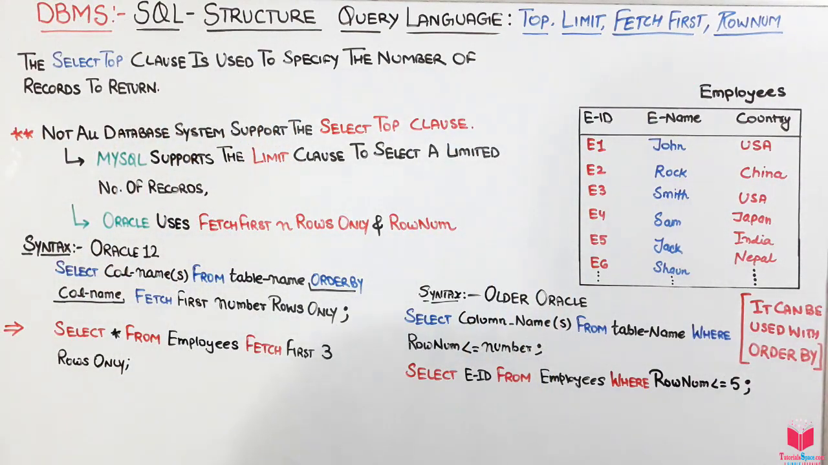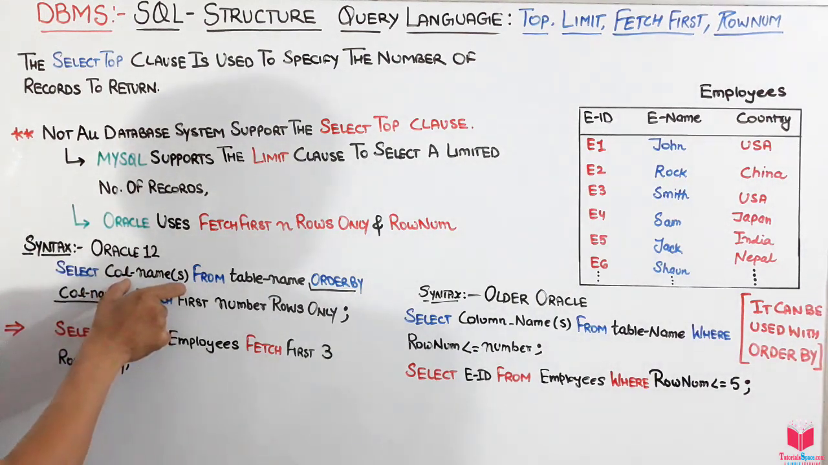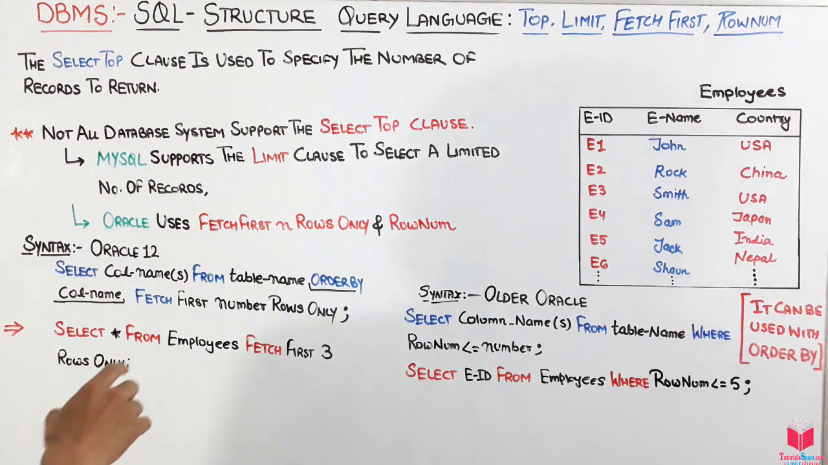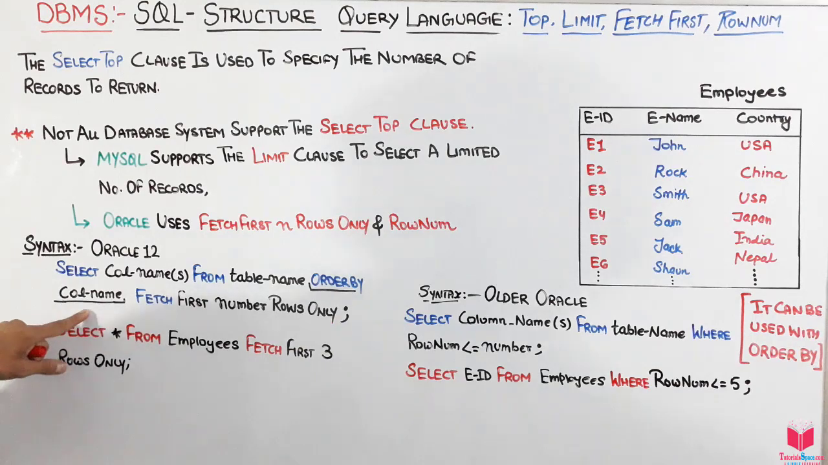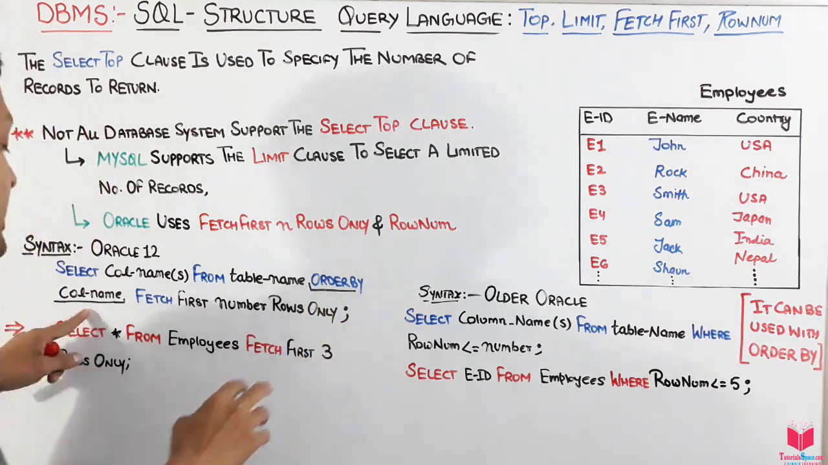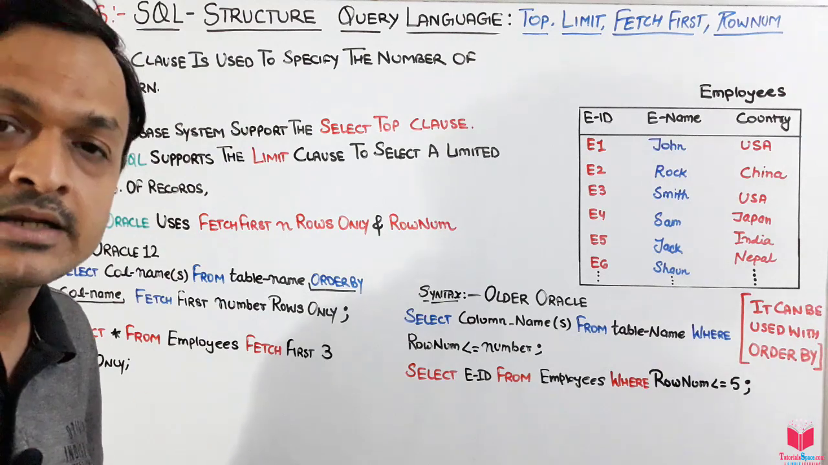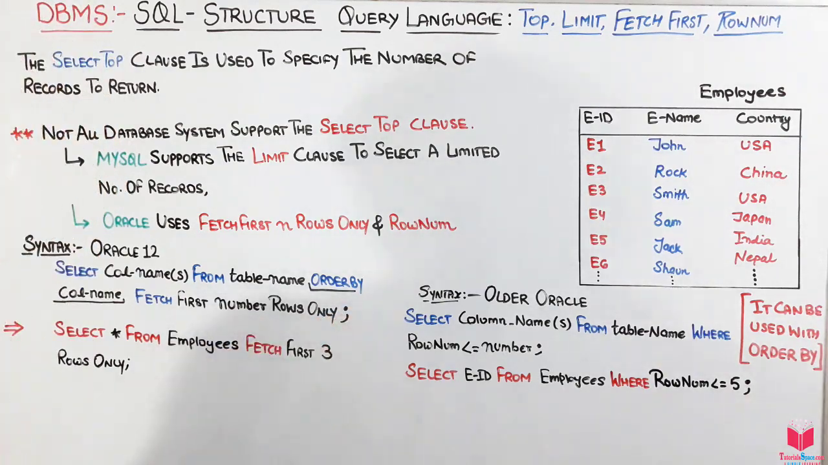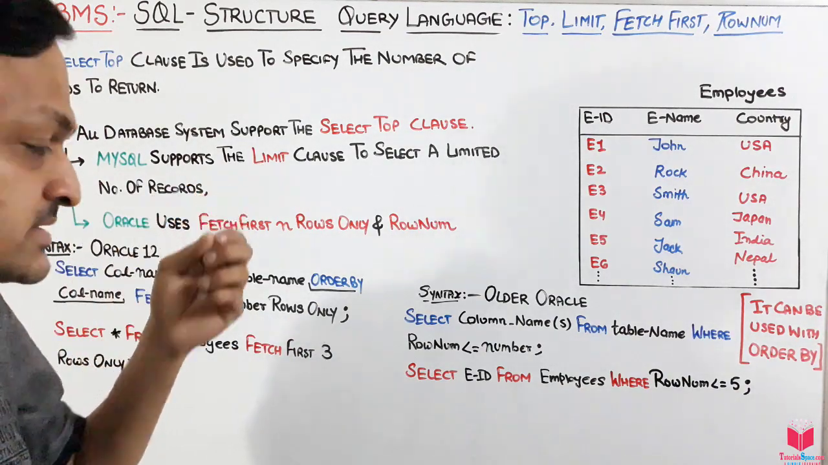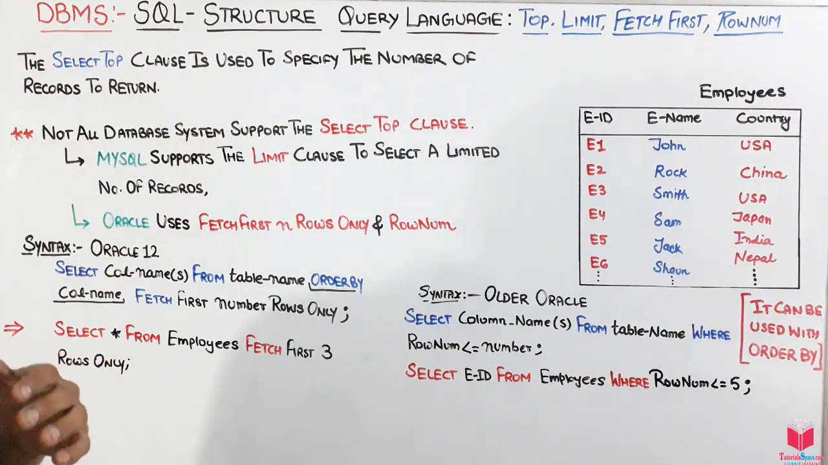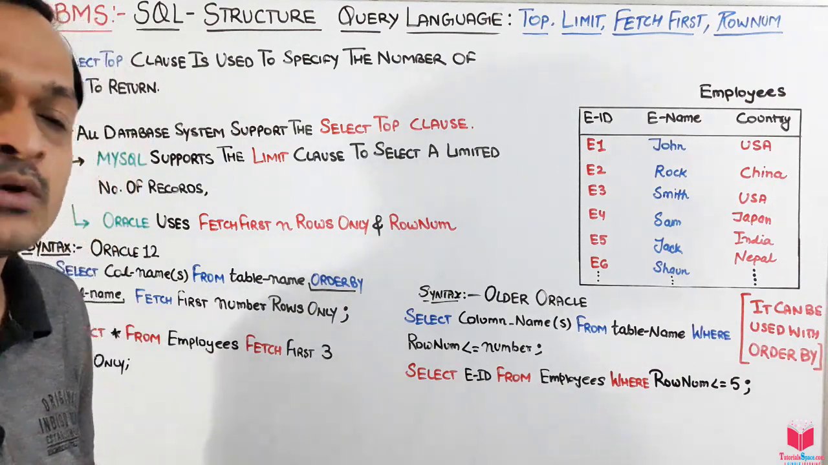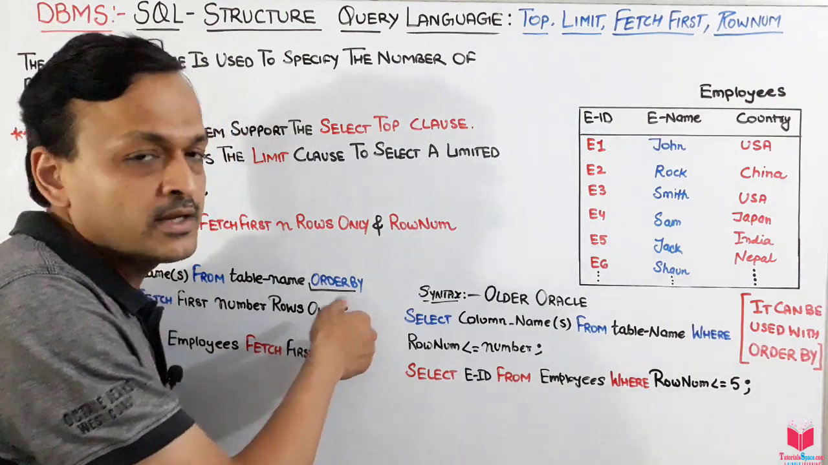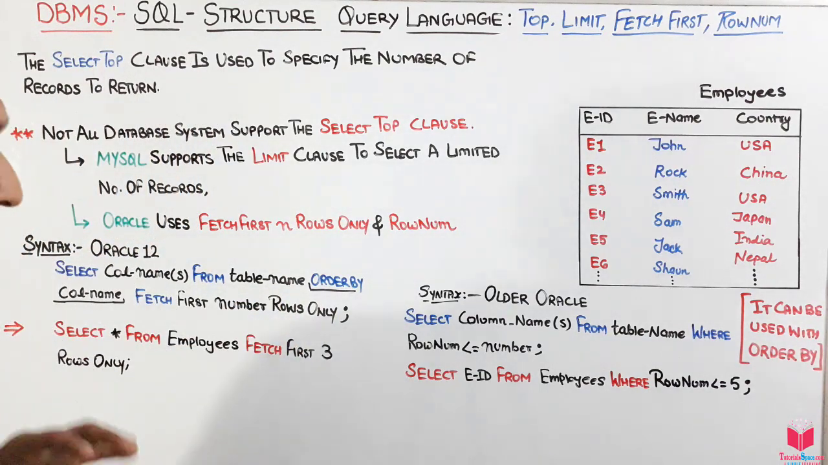Now the syntax behind this is: SELECT column names, one column, two columns, whatever the number of columns, then FROM table, from which table, from this table. Then ORDER BY column name. I have mentioned that this line is not mandatory, it is optional, so we can skip it or add it, it's all up to you. If you want the rows in ascending or descending order, then use this ORDER BY. If you don't want any ascending or descending order, then don't use it.